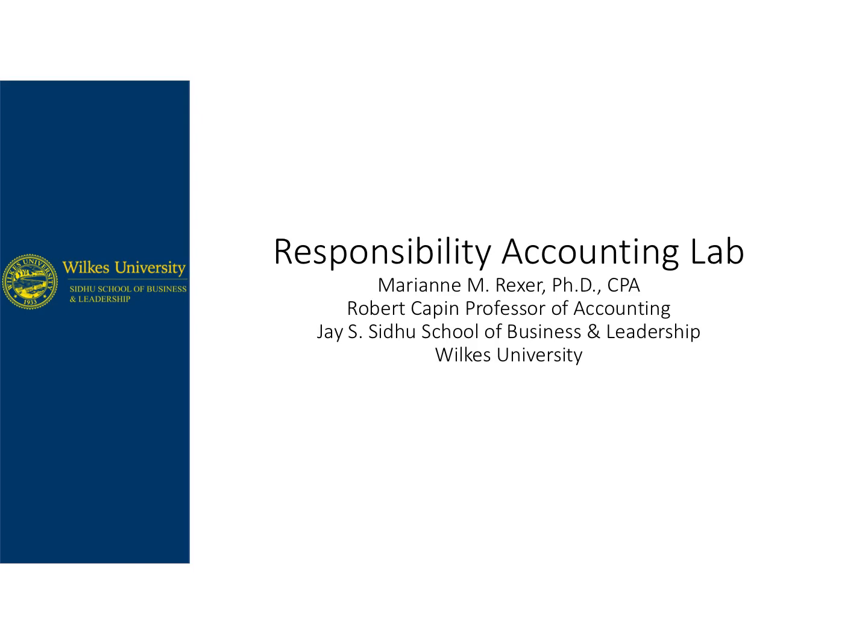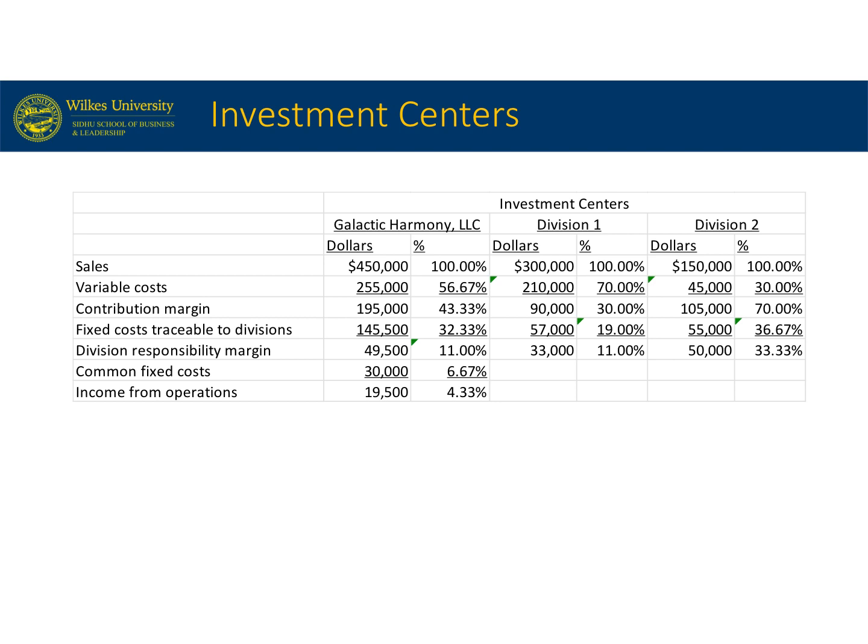This is the lab on responsibility accounting. For our problem, we will have one company, Galactic Harmony LLC, with an investment center and a profit center. The company also has two divisions, CDs and shows, and two products, A and B. Here is the data for the investment center.